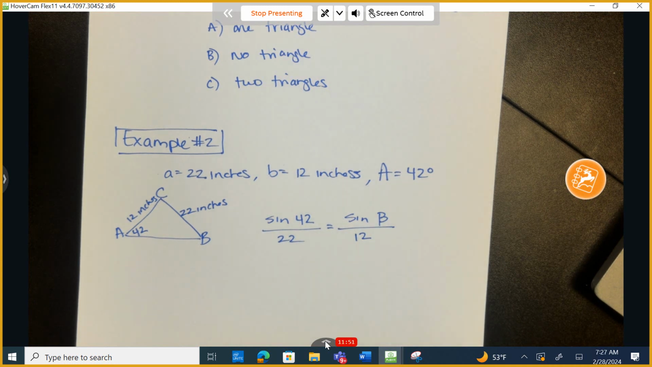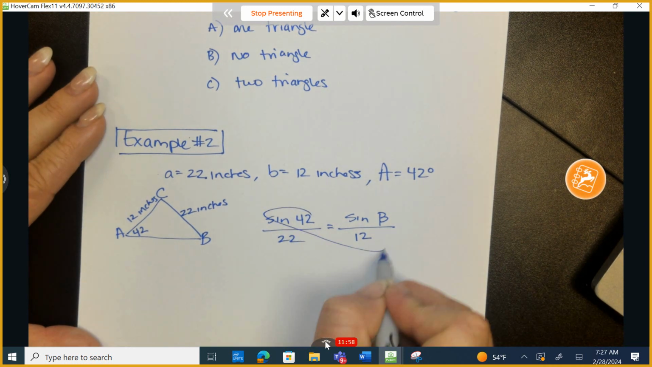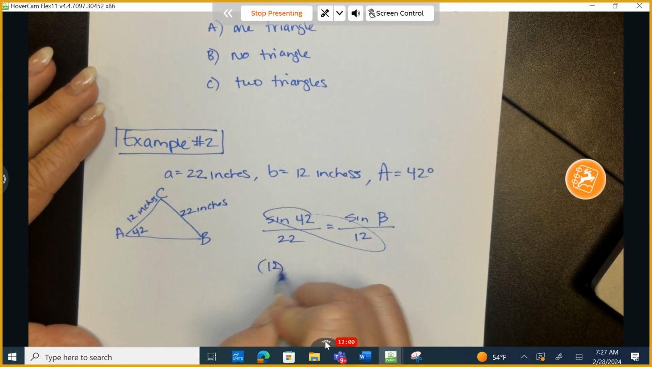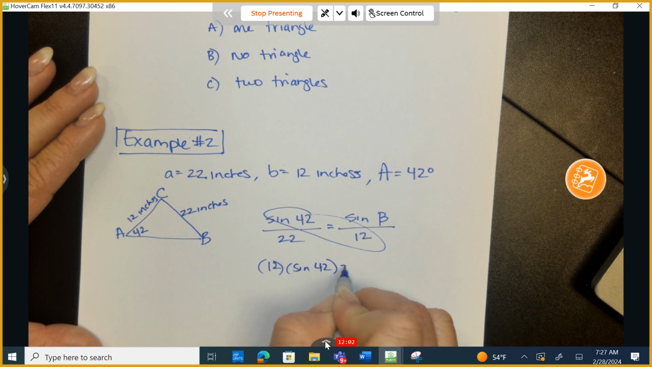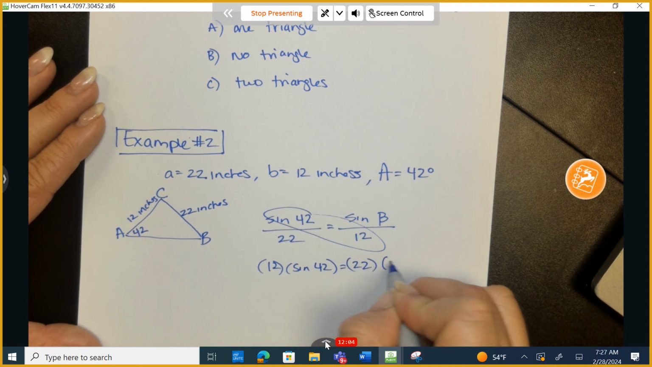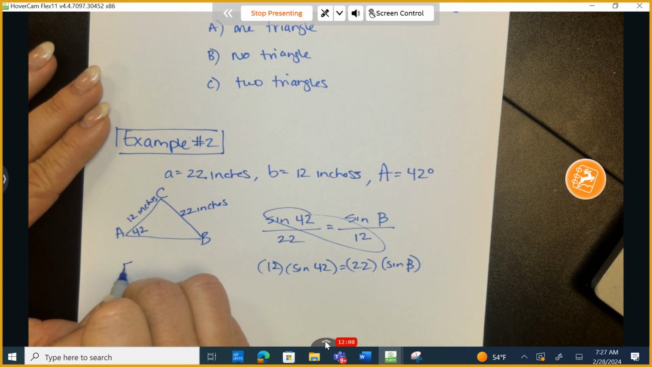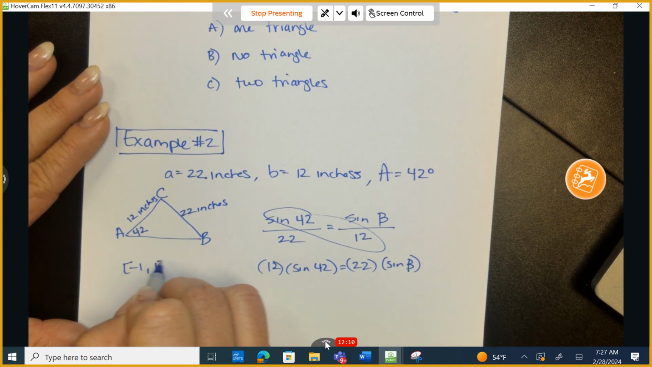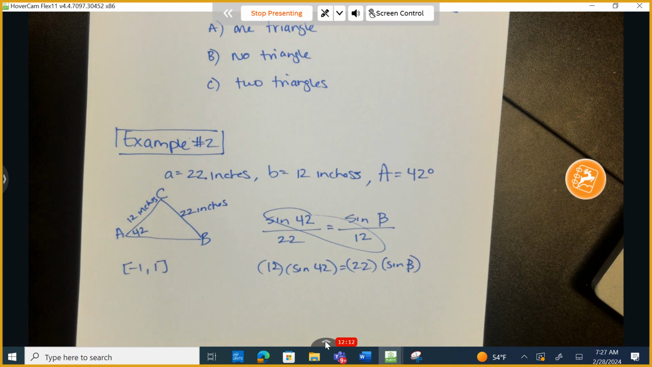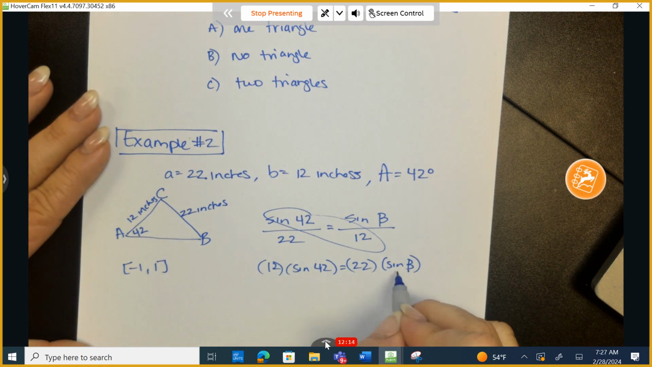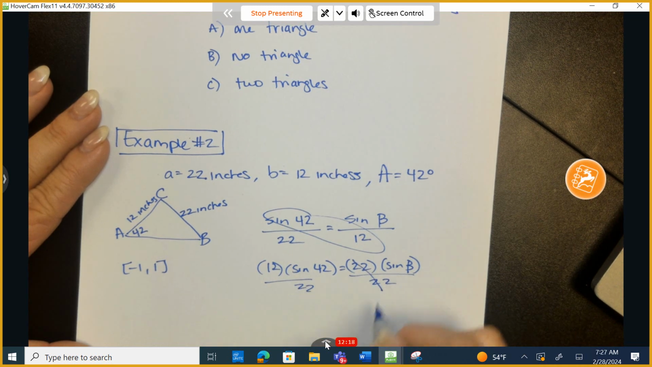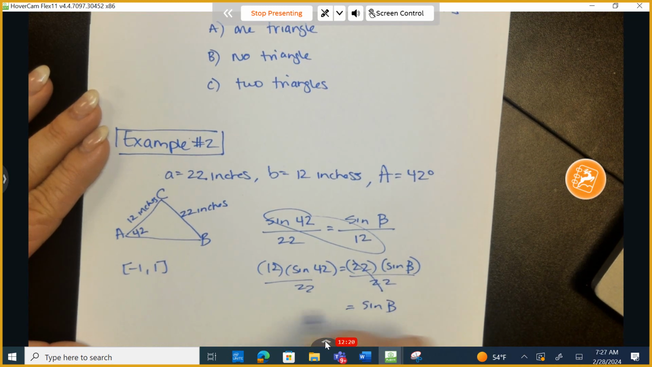What is the difference? The difference right now is that we are solving for an angle versus solving for a side. So I'm going to multiply here to have 12 times the sine of 42 equals 22 times the sine of B. Remember, let's go back to sines. We know that sines have a range of -1 to +1. Anything outside of that would tell us that we do not have a triangle. How do I isolate the sine of B? I'm going to divide by 22. So that's my first step. I want to get the sine of B equal to some quantity.